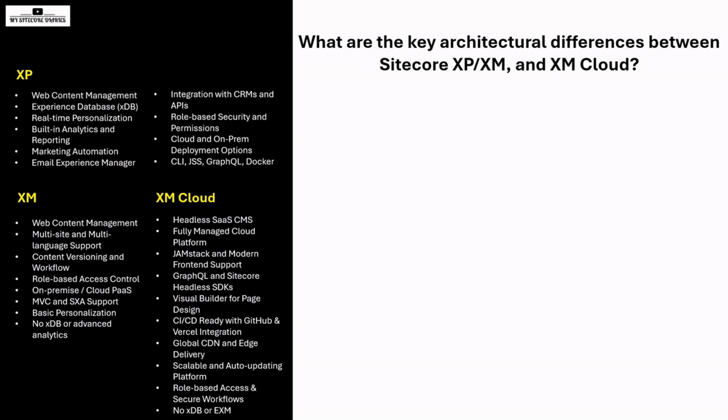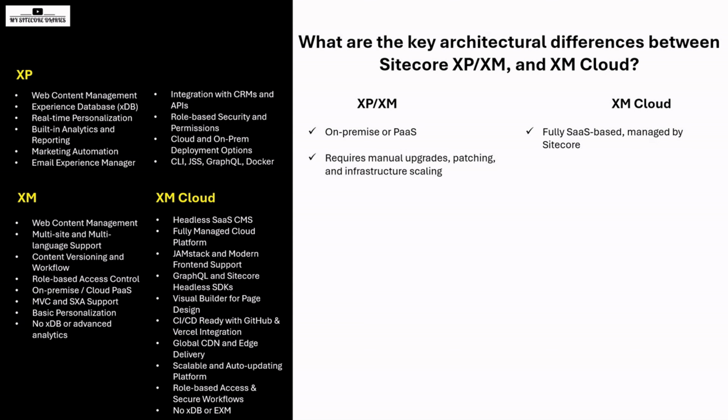So what are the key architecture differences between Sitecore XP, XM and XM Cloud? We have seen at a high level what the features are. Now let's differentiate depending on those features. As we said in the features of XP and XM, they support on-premise and cloud, and that is PaaS. So XP or XM supports on-premise or PaaS. XM Cloud is fully SaaS-based and is managed by Sitecore.